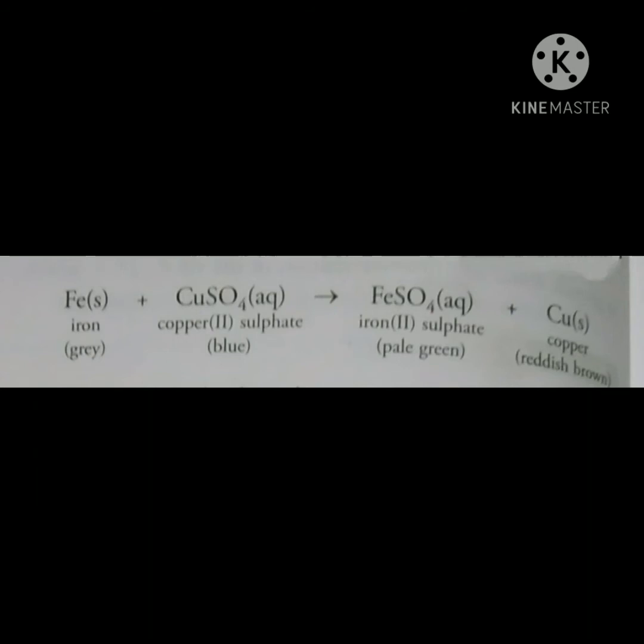The color change in this reaction is very important. If you see, the reactants, iron is gray, copper sulfate is blue, but the products formed are pale green and reddish brown in color. So when you write the reaction, you have to mention the change in color also.